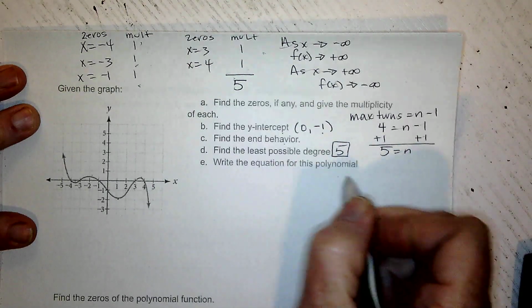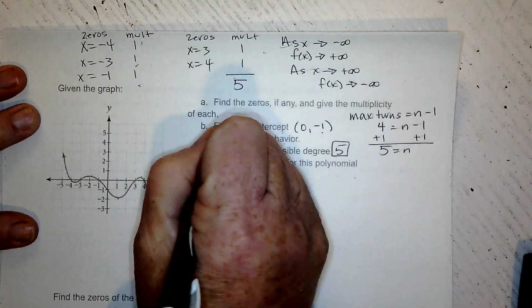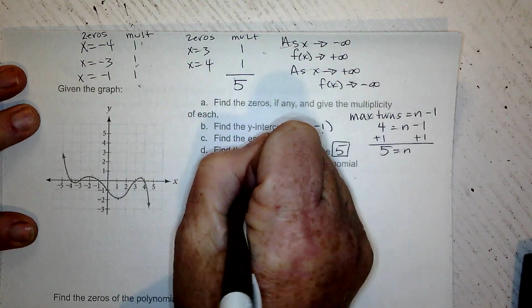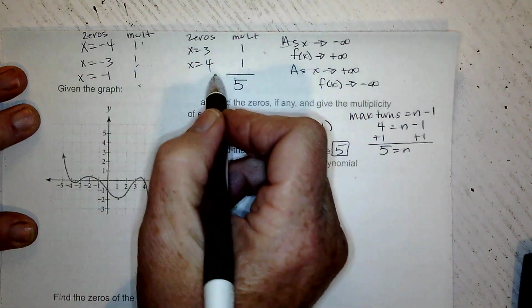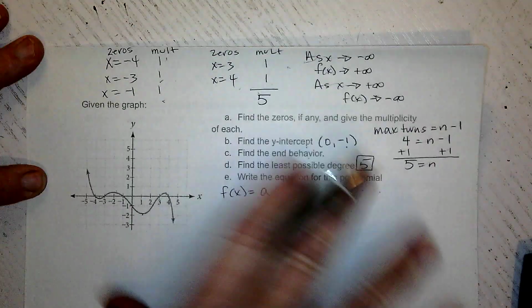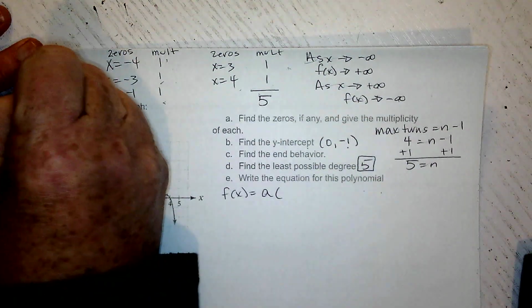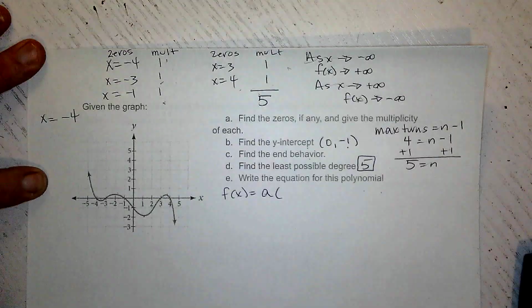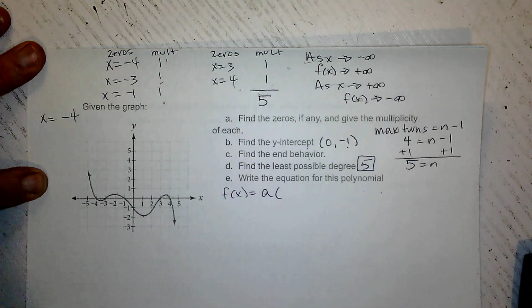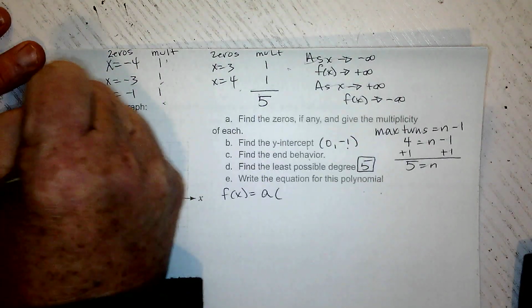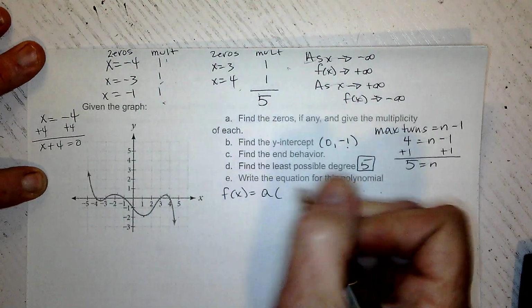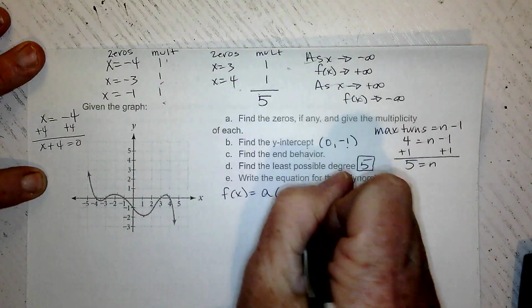Write the equation for this polynomial. Okay, so f of x, don't forget your a. Take each of these zeros, and I'm going to show you what I do for those of you who struggle with this. Take x equals -4 and set it equal to 0. To do that, you just add 4 to both sides, and you get x plus 4 is equal to 0. So there's x plus 4.